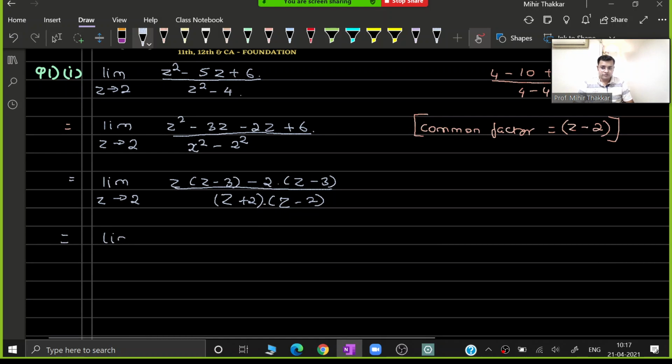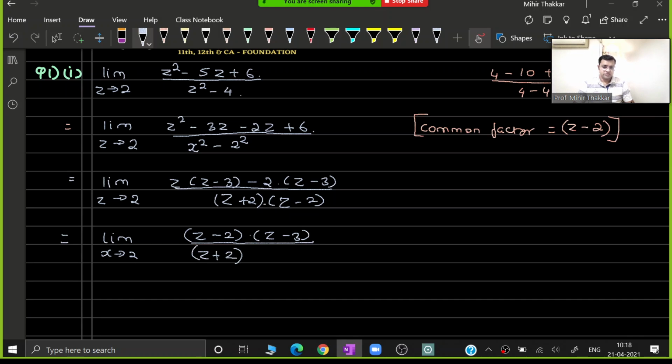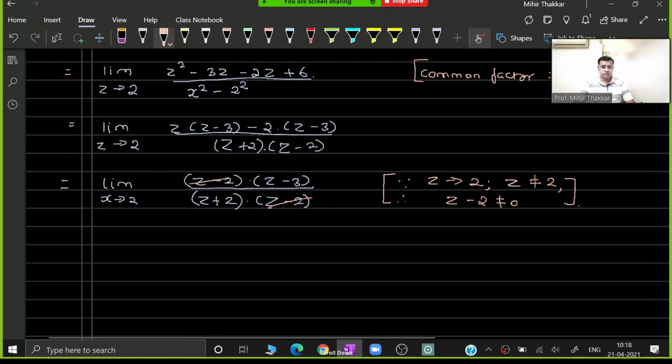Numerator, you just have to do one step to get the required common factor. Denominator already has that common factor in the above step, if you see that. So now, guys, I get z plus 2 and z minus 2. So now just cancel the common factor and write the reason as I told you in the beginning. Since z tends to 2, z is obviously not equal to 2, and hence z minus 2 is not equal to 0.